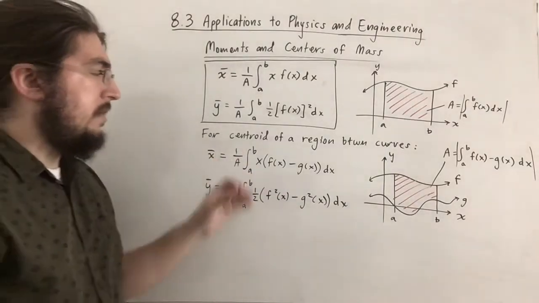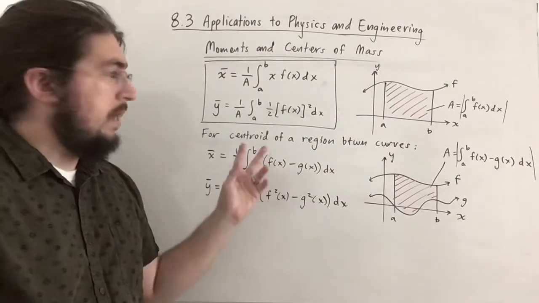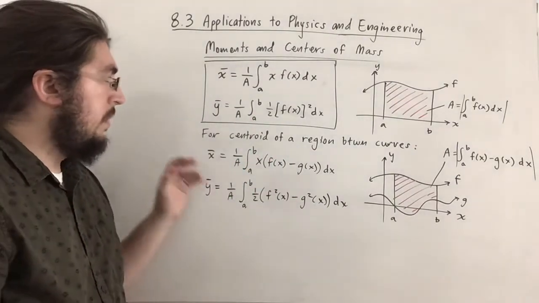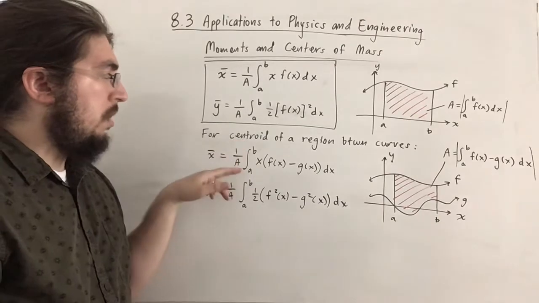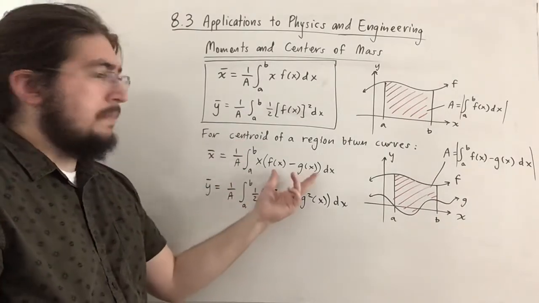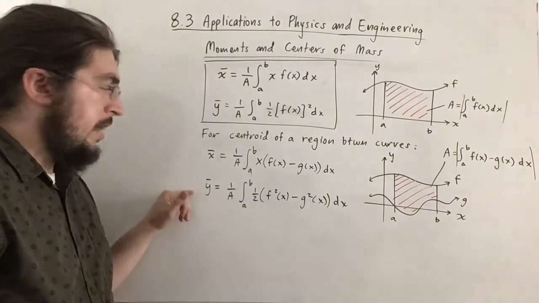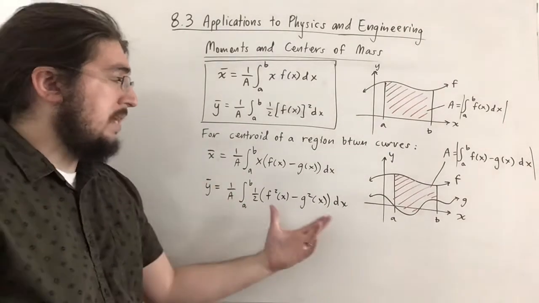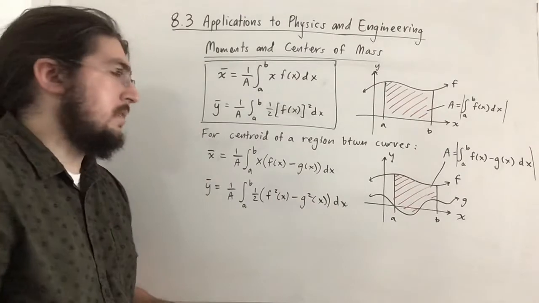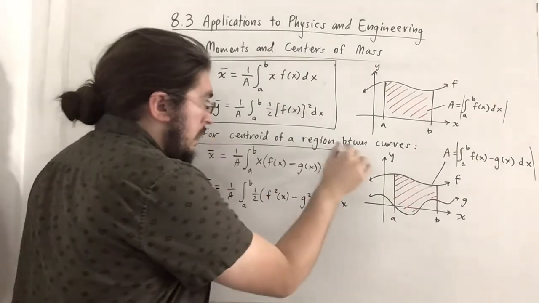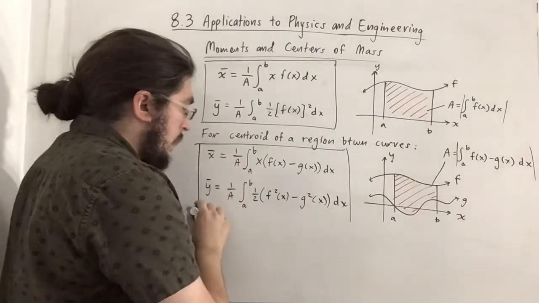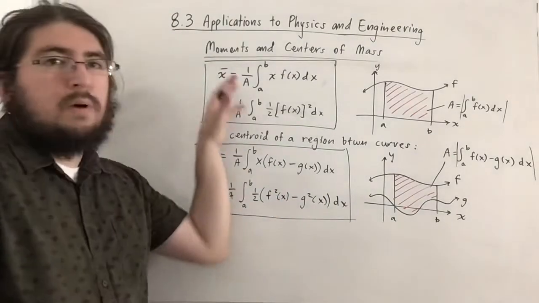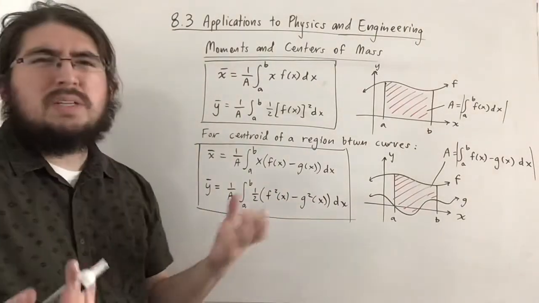And you'll notice here, it's actually the same exact thing, only we have subtraction of functions now. So here x bar is 1 over A times the integral from a to b of x times the difference of the functions. And here y bar is 1 over the area times the integral from a to b of 1/2 times the difference of the squares of the functions. Okay, great. So when we have two functions, we'll use this. When we only have one function, we'll use this one. So it depends on our region.